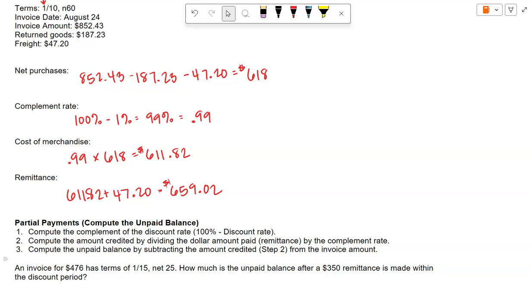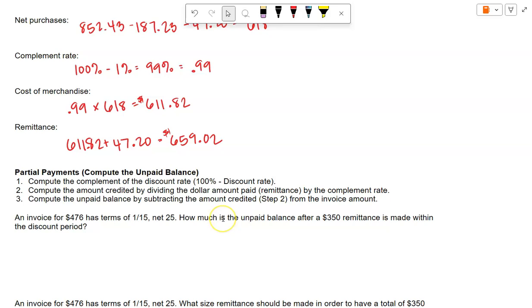Okay, in this next example, we're going to look at partial payments. And so sometimes businesses are going to pay off their bill or part of their bill by the discount period, so they at least get some discount. And then they might pay off the remainder still within the end of the discount period, such as within 25 days or 30 days.